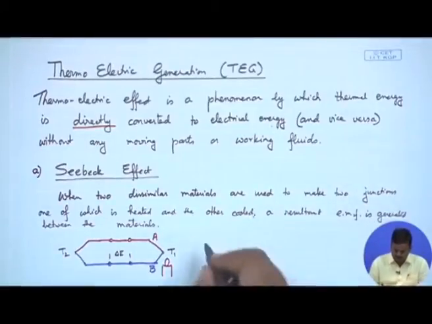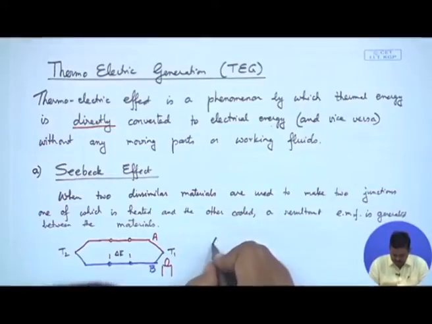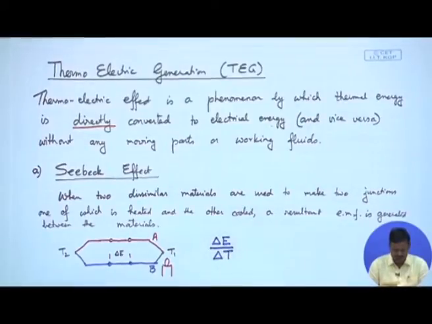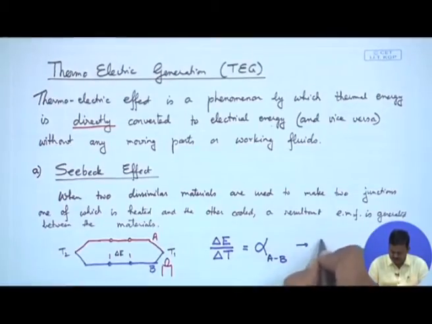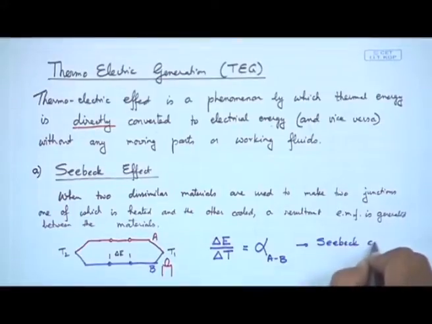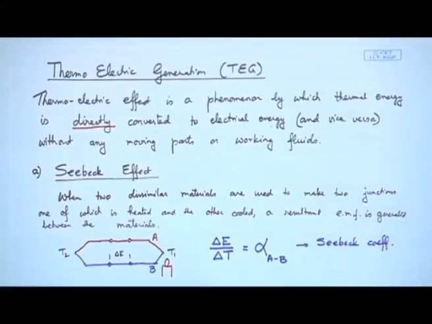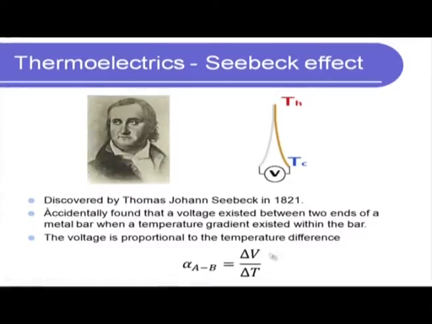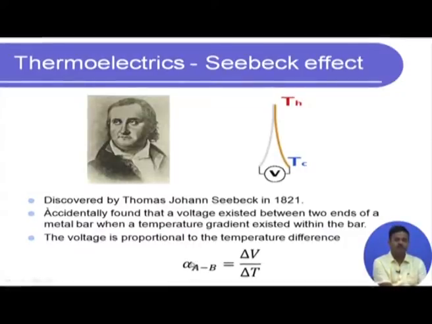Seebeck also showed that the EMF that is created is directly proportional to the temperature difference delta T, and the proportionality constant was named the Seebeck coefficient. The same thing is shown in the slide over here. Alpha AB, where often alpha is used to denote the Seebeck coefficient, from A to B, is the proportionality constant that relates the amount of voltage, or the EMF, that we are going to create due to a temperature difference delta T. Clear? So, this is the Seebeck effect.